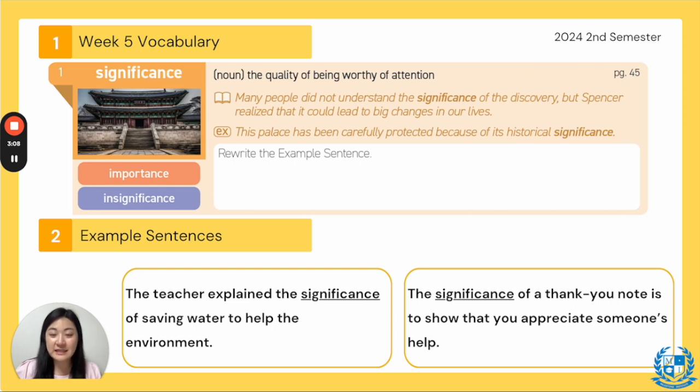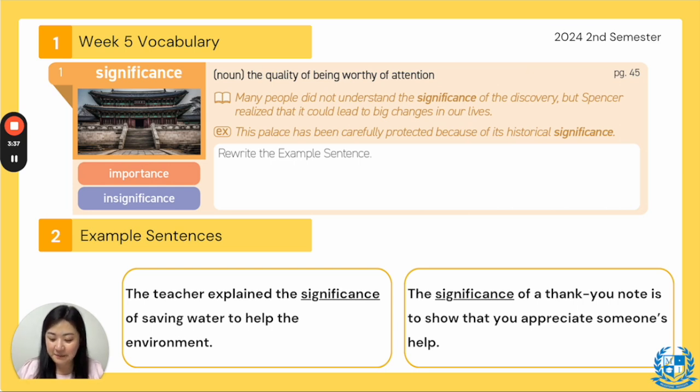In our TED Talks, it says, many people did not understand the significance of the discovery, but Spencer realized that it could lead to big changes in our lives. So here, maybe some people thought that the discovery was a bit insignificant, meaning not very important, but it had a lot of significance actually. So it's very, very of importance.